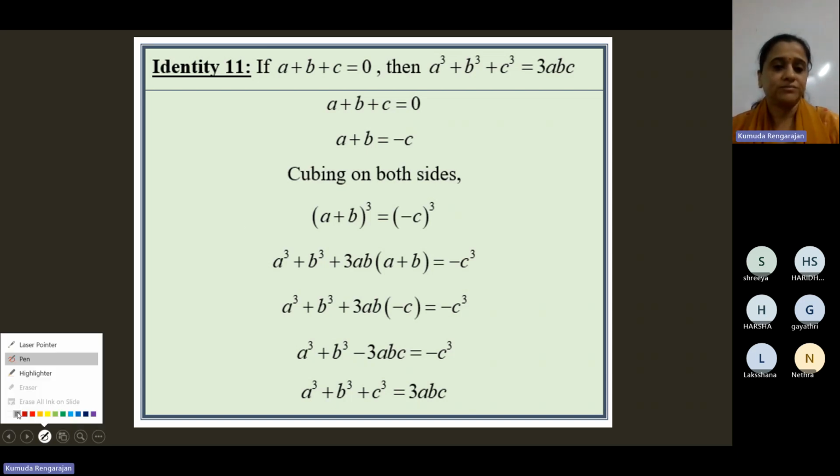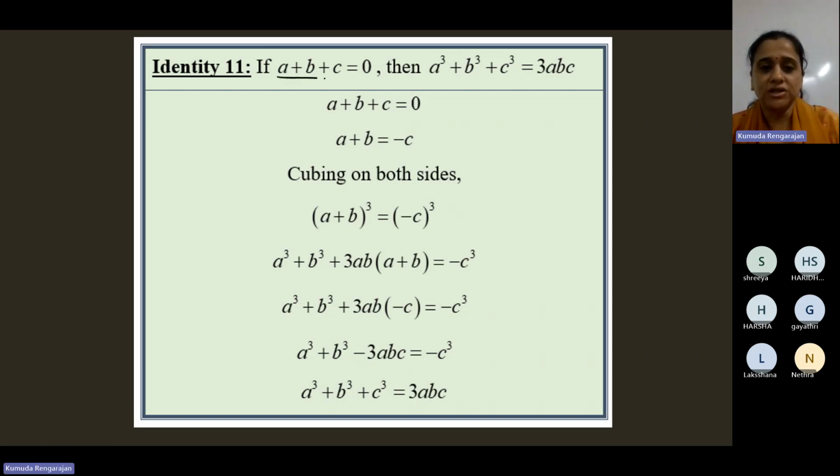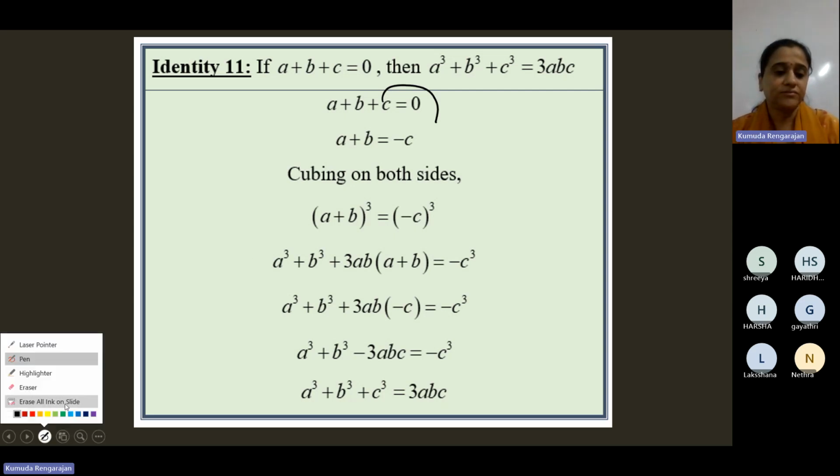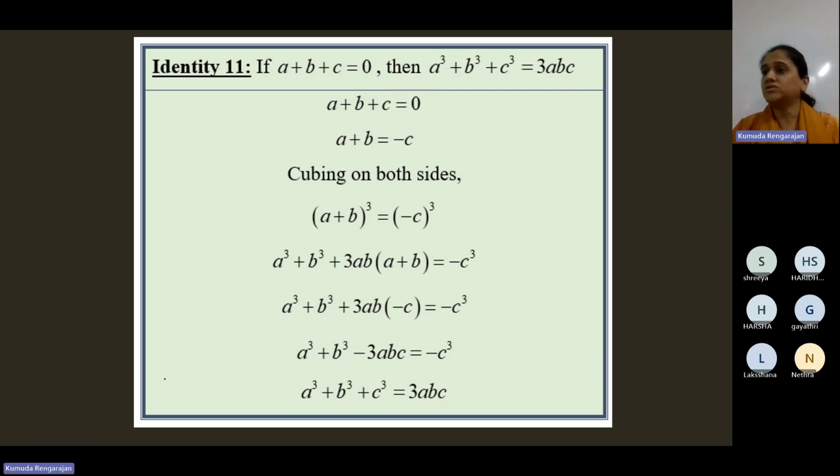So what do we do? Take the condition given, a plus b plus c is equal to 0. Then transpose any one term to the other side. You can take c to the other side, or b, or a. So I have taken c to the other side. So we have a plus b is equal to minus c. Now cube on both the sides.